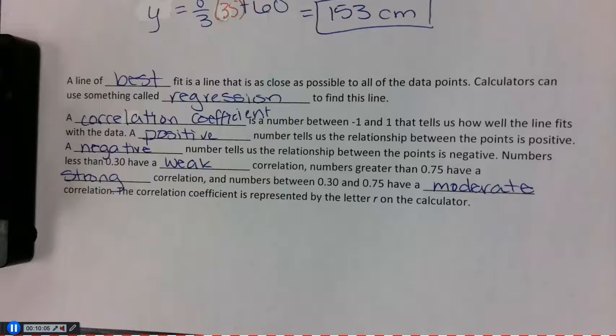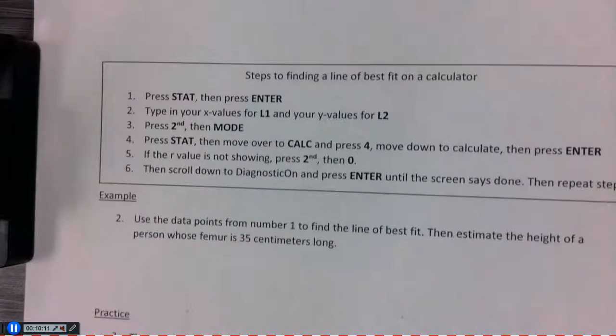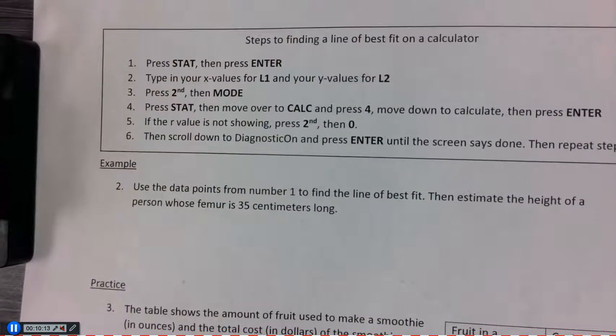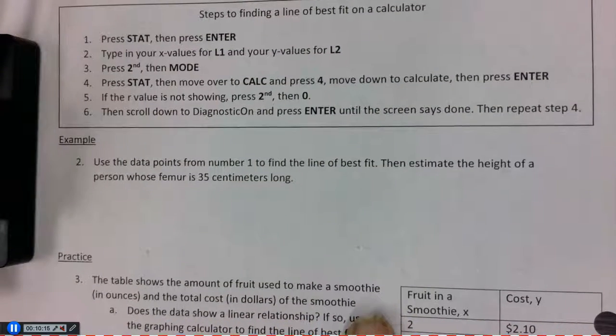Can I move on to the back? So then on the back, I have steps for making the calculator find the line of best fit for me. I want to use the data points from number 1 to find my line of best fit, and then I'm going to estimate the height again with length of a femur 35 centimeters long. So I'm going to go grab another paper so I can have the data points on the screen at the same time.